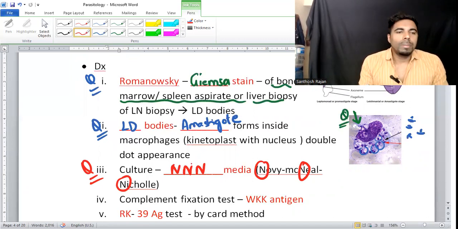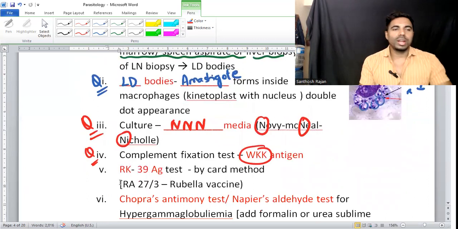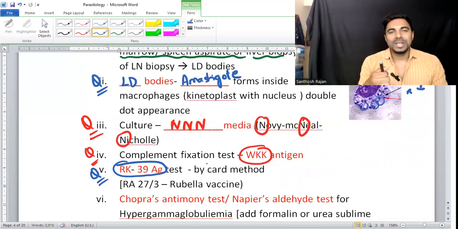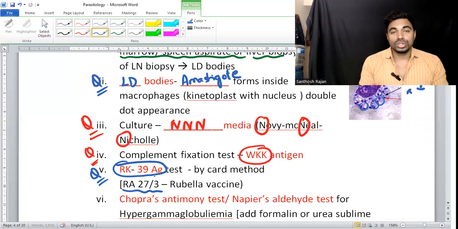Okay. Then complement fixation test, you do WKK antigen. I'll tell you the shortcut to remember. Also, RK39 is a frequently asked question: RK39 antigen test by card method. If you remember, for the rubella vaccine also a number comes, RA27/3, something like that. There RA27/3, multiples of 3. Here RK39, multiples of 3. So don't confuse this. 39, it's not 37 or 93 or whatever, it's 39. That's what I want to stress. This question is asked. RK39 test is an antigen card test, a rapid test.